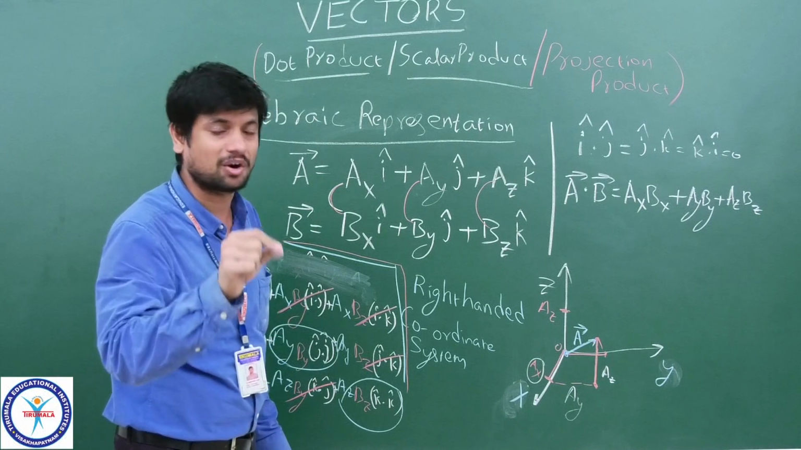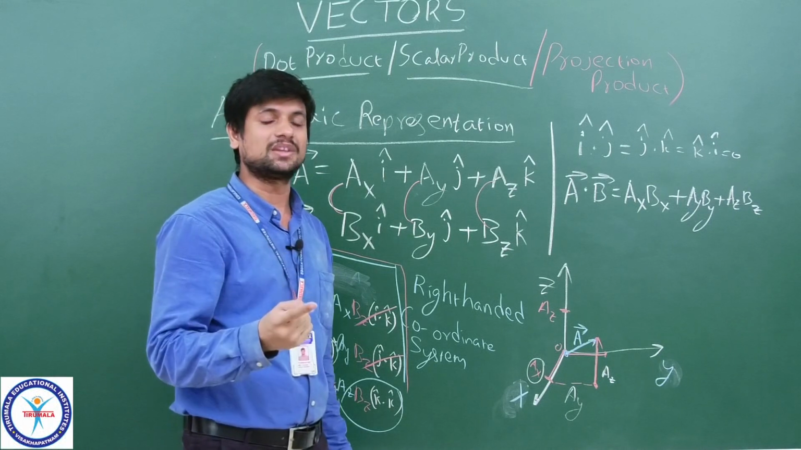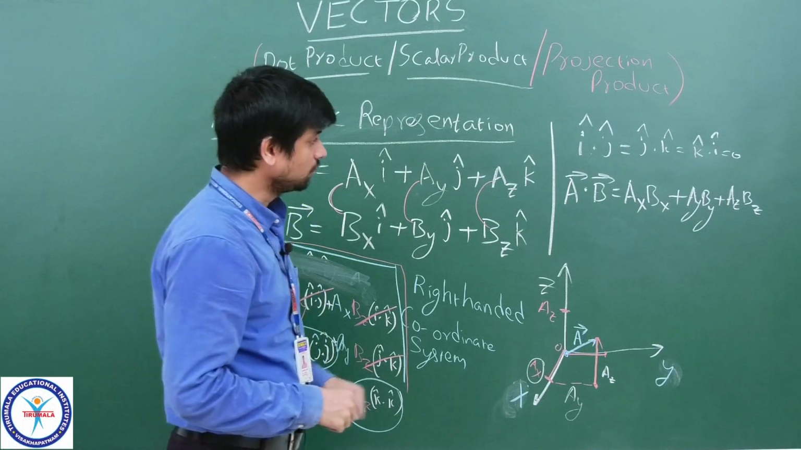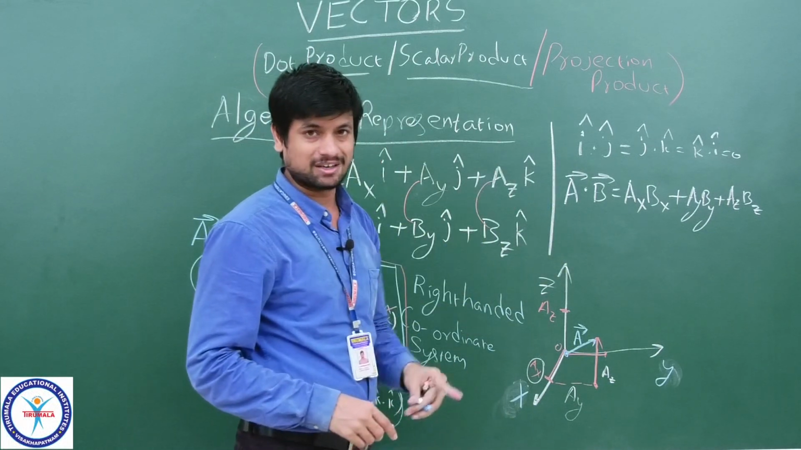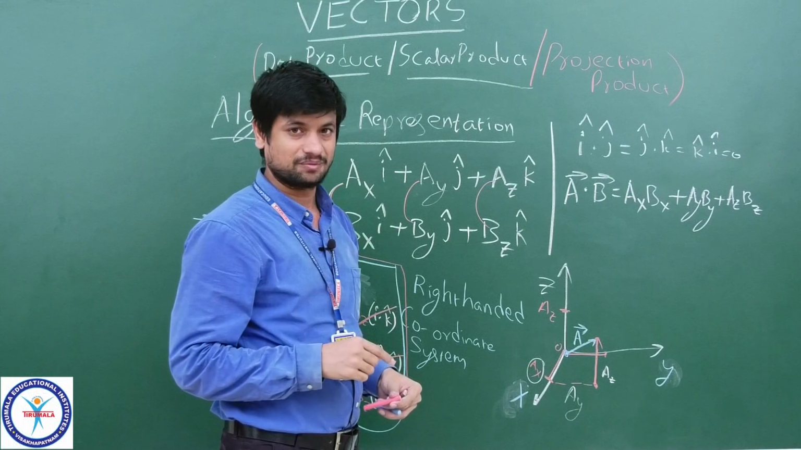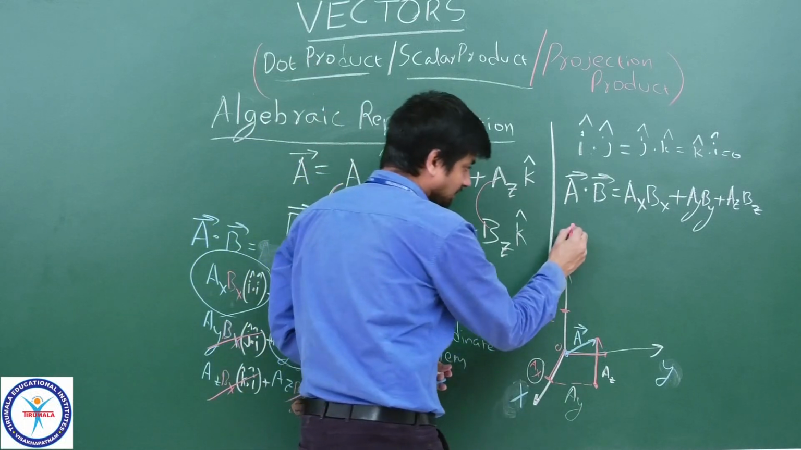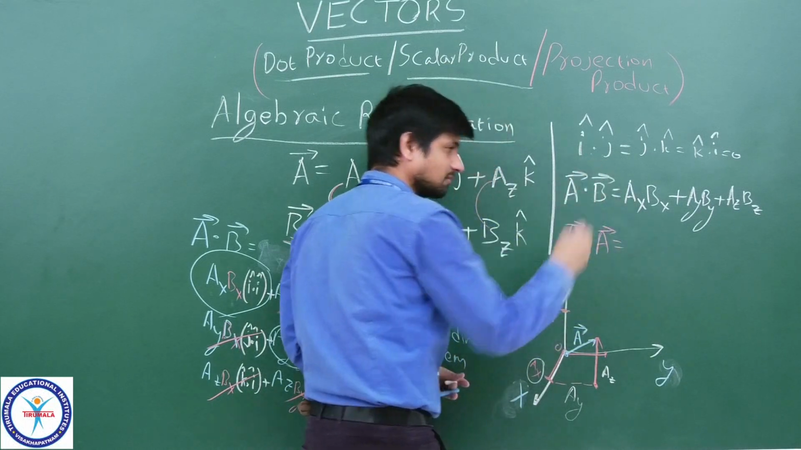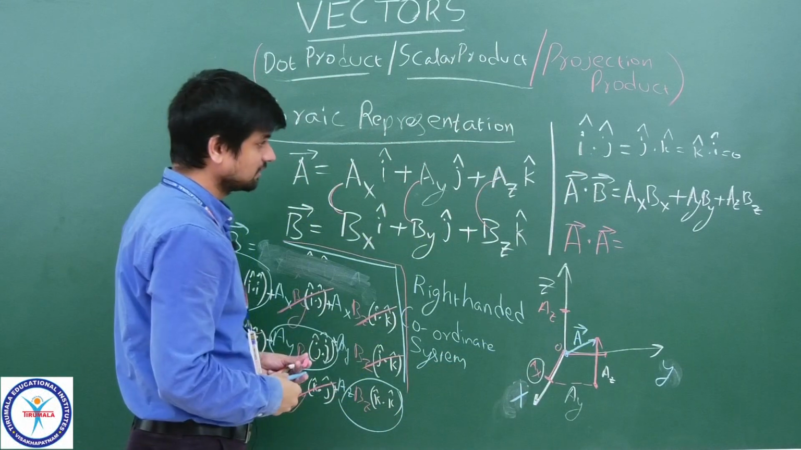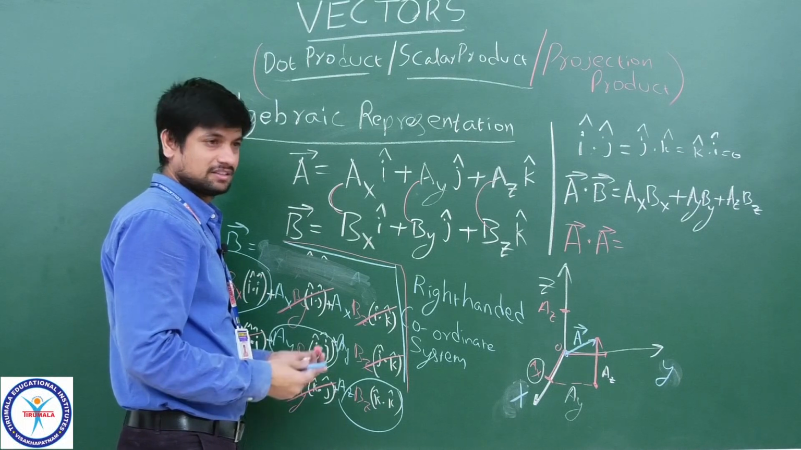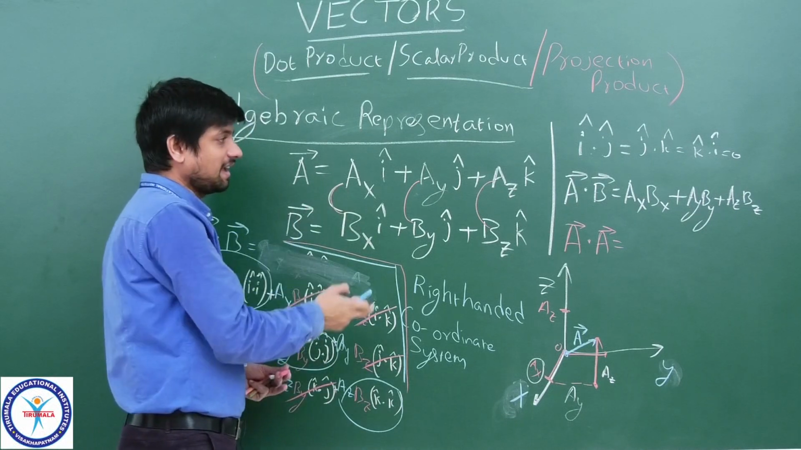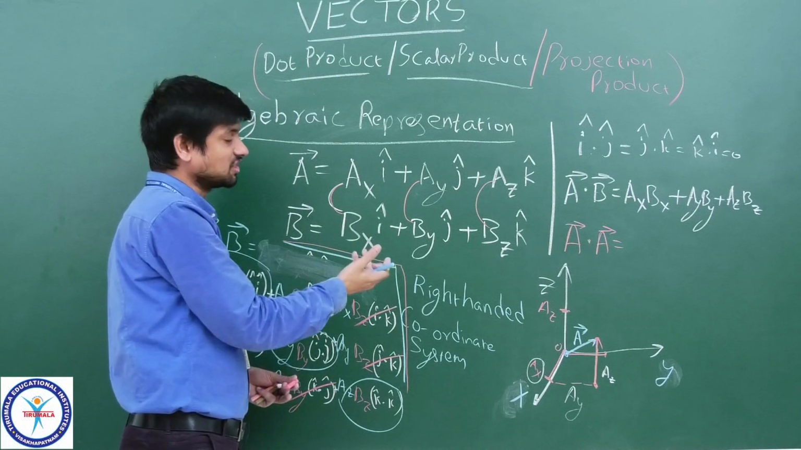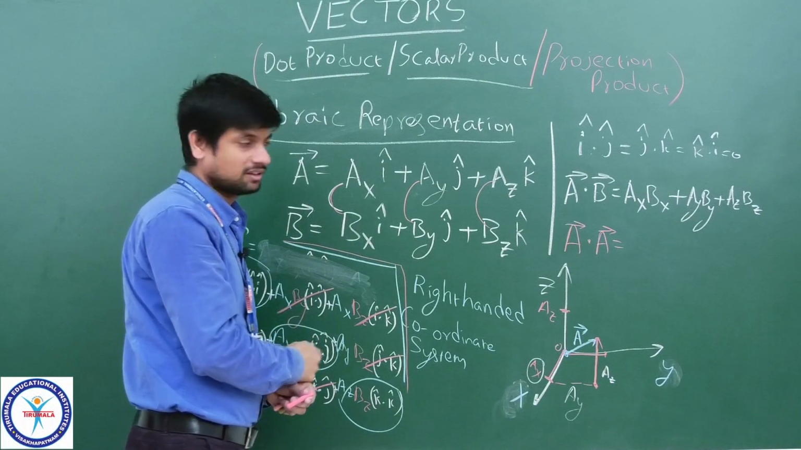This condition is important when you differentiate from the cross product. Did you understand? Yes. So if you apply this for the same vector, that means A bar dot A bar, what do you get, children? Same apply. What do you get? Simply Ax into Ax, Ay into Ay, Az into Az. Okay?